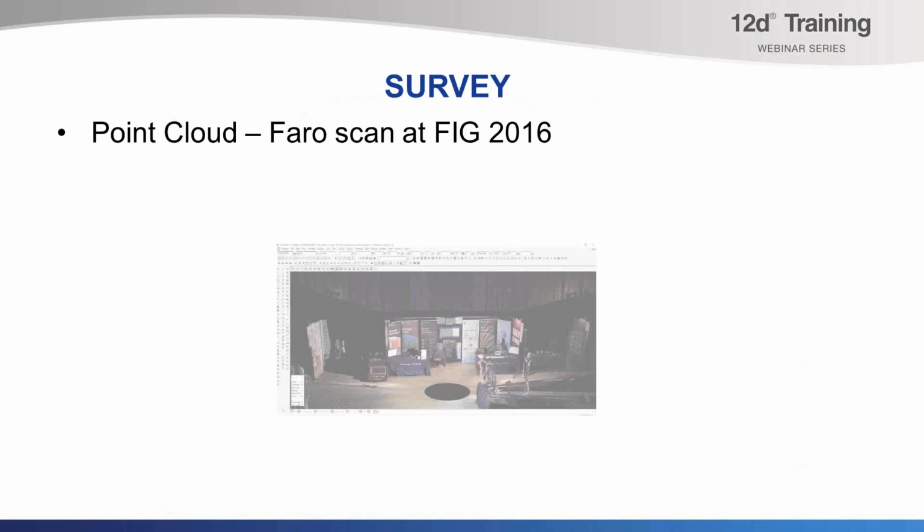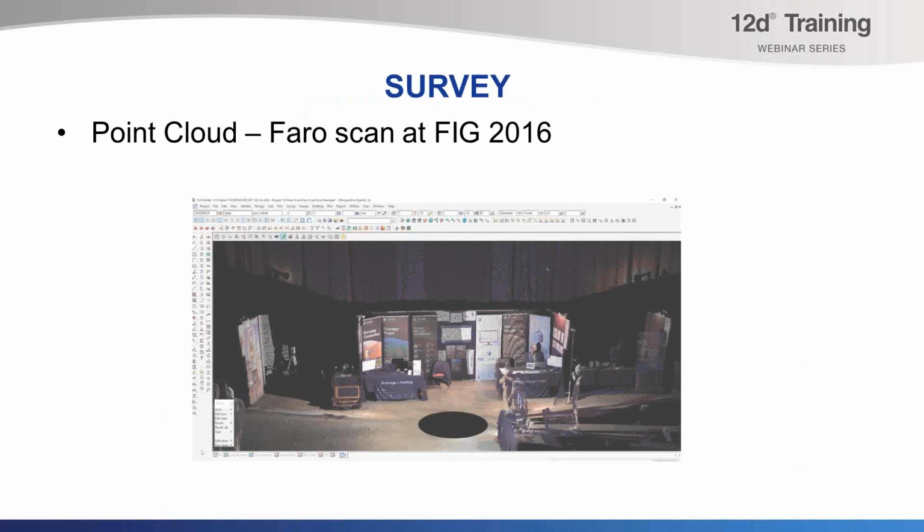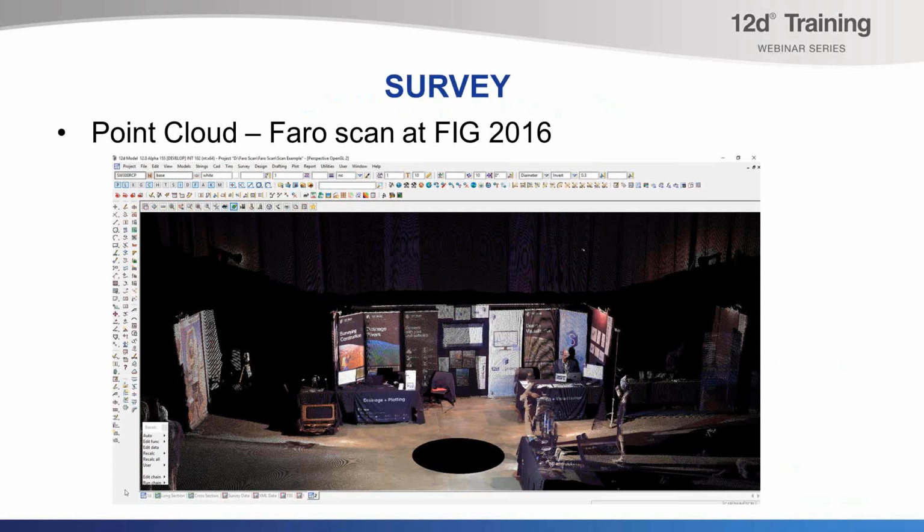We're also within the survey region where we've really beefed up our management of point clouds. This is a scan done with a Faro scanner brought into 12D at the last FIG conference in 2016, earlier this year, and it's around 6 million points, and it really shows the power of 12D with point cloud management. Some of the other features, we can actually section through point clouds and do many different things with it nowadays.